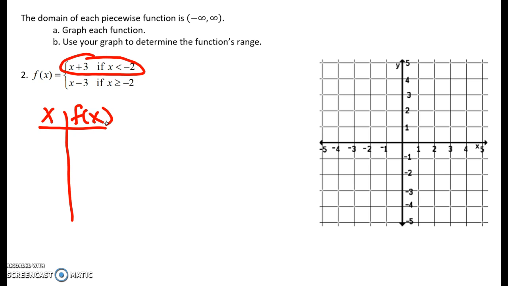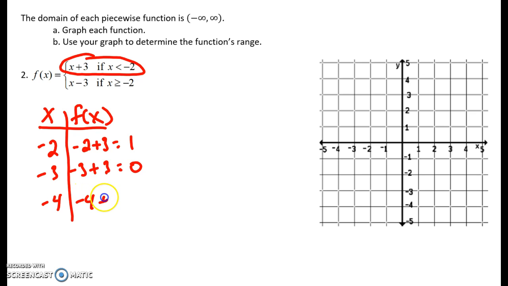I'm going to start at negative 2 and then pick two more values that are less than negative 2, since this is true anytime x is less than negative 2. So negative 3 and negative 4. I start by substituting negative 2 into my function. Negative 2 plus 3 is 1. Substitute negative 3 in. Negative 3 plus 3 is 0. Substitute negative 4 in. Negative 4 plus 3 is equal to negative 1.